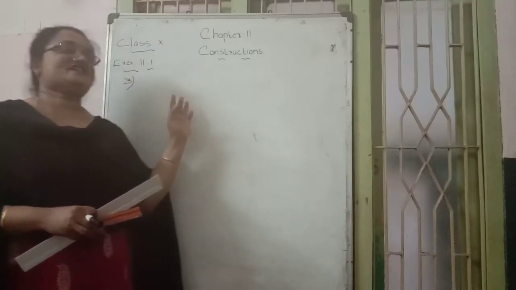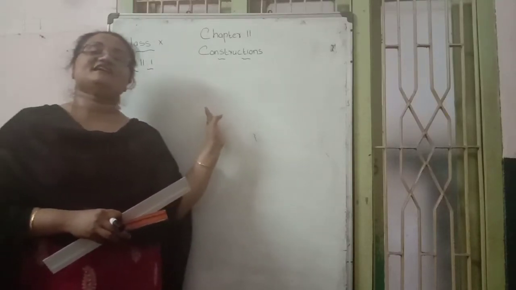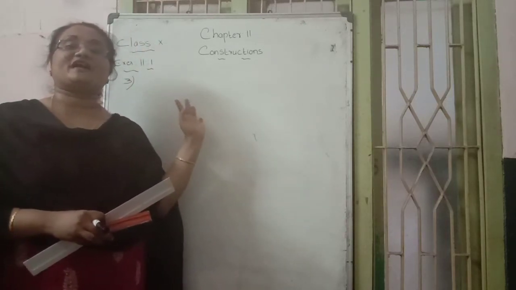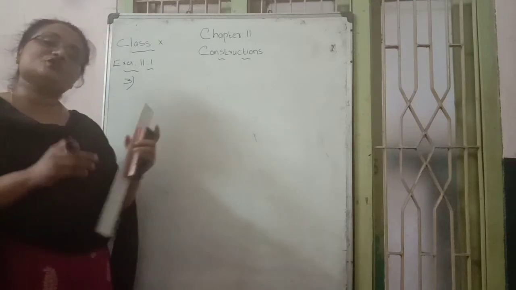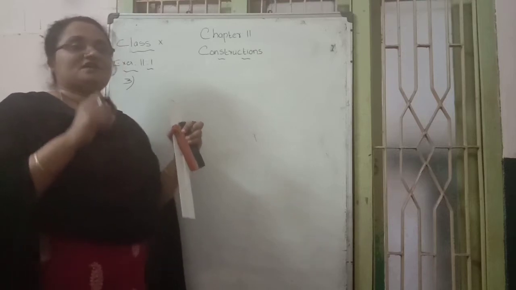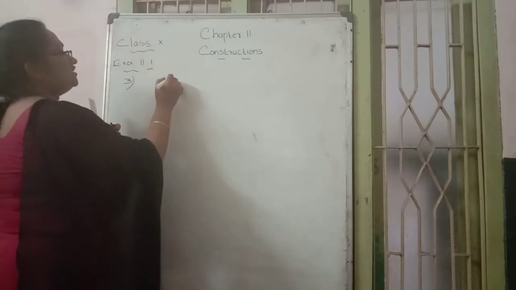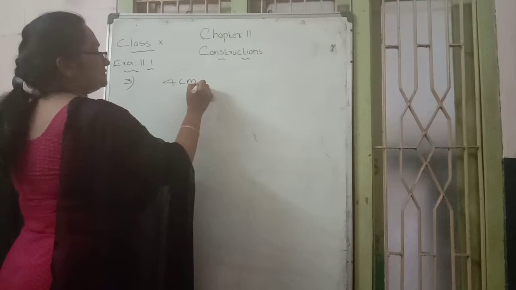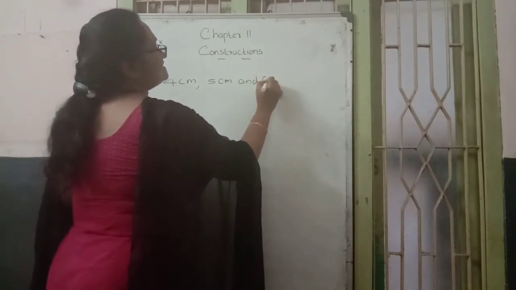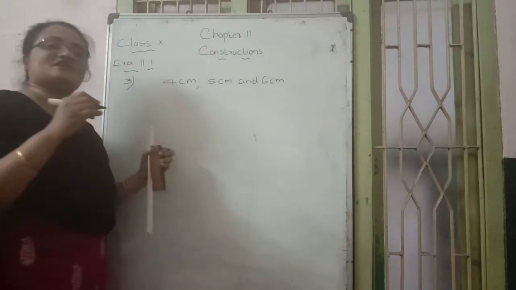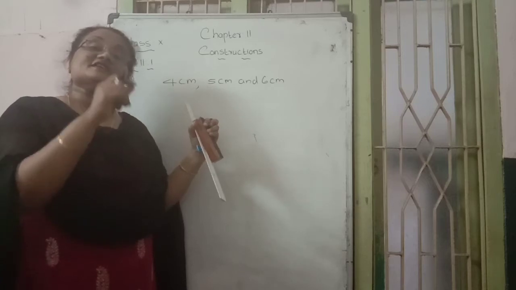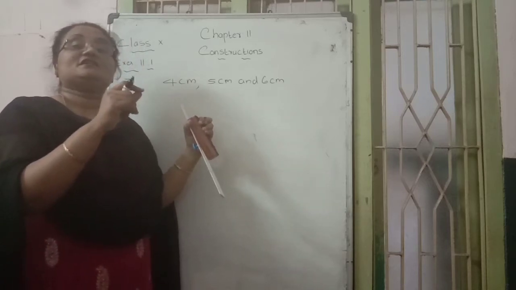Now we are going to discuss chapter 11, Constructions, exercise 11.1, third question. In the third question, they tell about constructing a triangle. The measurements given are sides of 4 centimeter, 5 centimeter and 6 centimeter. In this way the measurements are given. Then afterwards they tell you to draw a similar triangle.